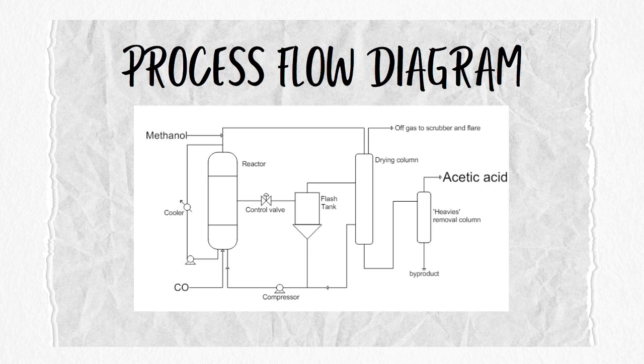Alright, next up is the reactor. This reactor is where the carbonylation reaction occurs, where methanol reacts with carbon monoxide in the presence of a catalyst such as rhodium or iridium to form acetic acid. For the reaction conditions in this production, the temperature and pressure are usually controlled to optimize the yield of acetic acid.